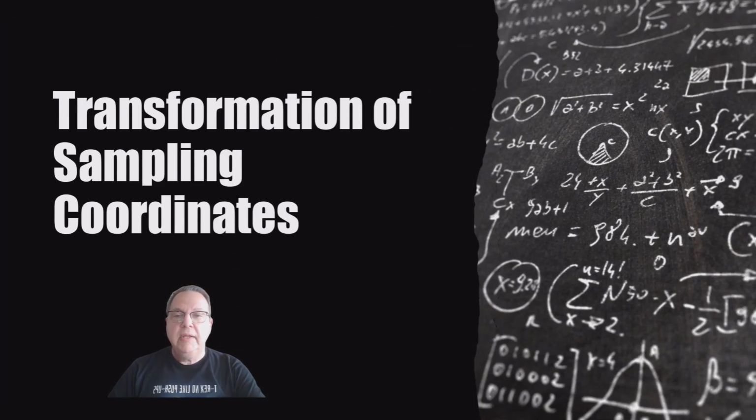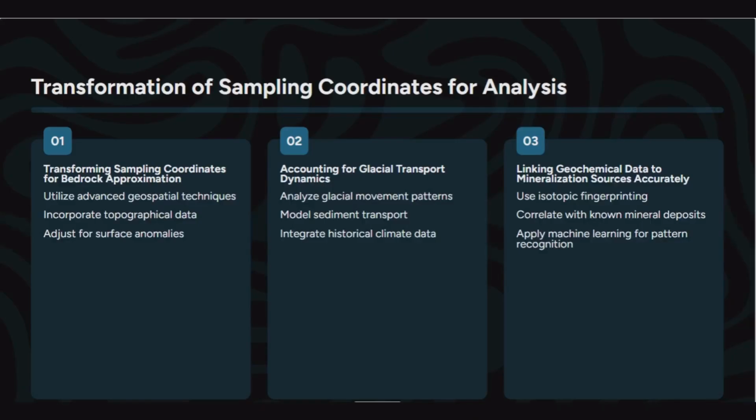They use the transformation of sample coordinates to integrate with the GIS, and they try to link the sample coordinates to the type of bedrock, accounting for the glacial transportation of the tills. They link the geochemical data to the mineralization source as accurately as possible using isotopic fingerprinting and correlation with known mineral deposits. I'm referring here to a spatial correlation, not an arithmetical correlation.